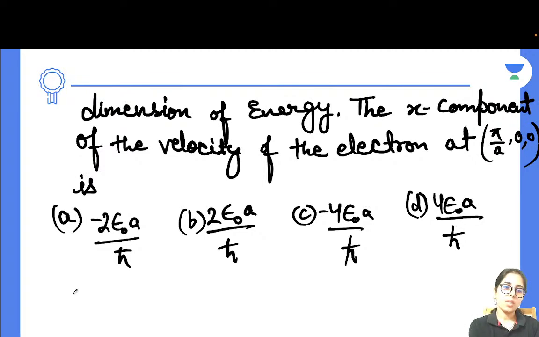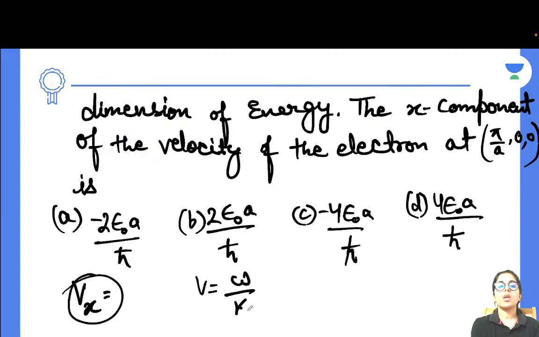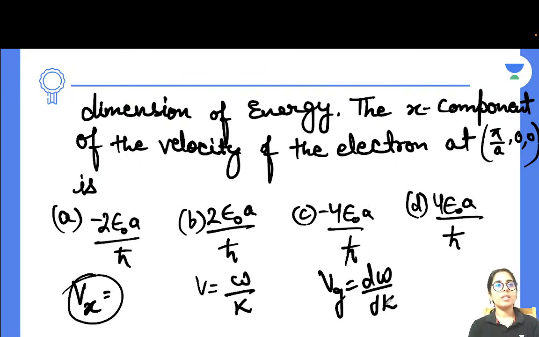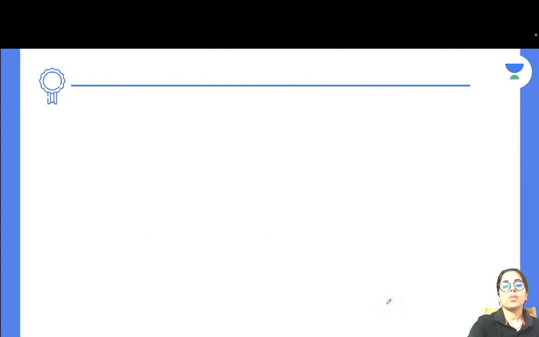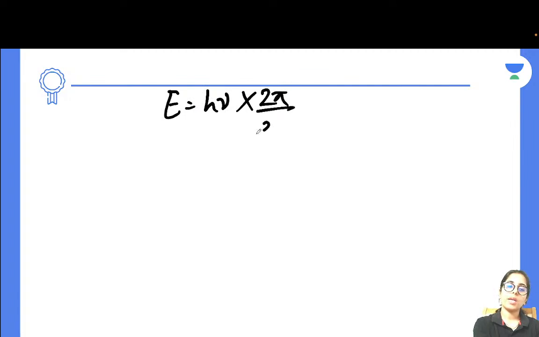So if we are going to talk about the x component of velocity, you need to know the formula for the velocity. There are two velocities we talk about. One is group, another one is phase, right? The phase velocity is basically, in general, omega over k. Also, group velocity is basically d omega over dk. Now, how will you replace the omega in terms of E? That's the point. We all know E is equal to h nu. But if I multiply it with 2 pi and divide it by 2 pi, it will give me h cut omega, right?